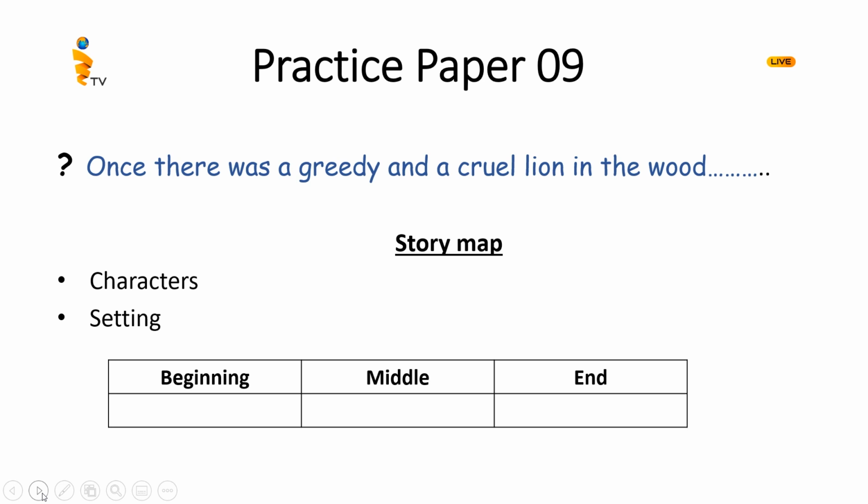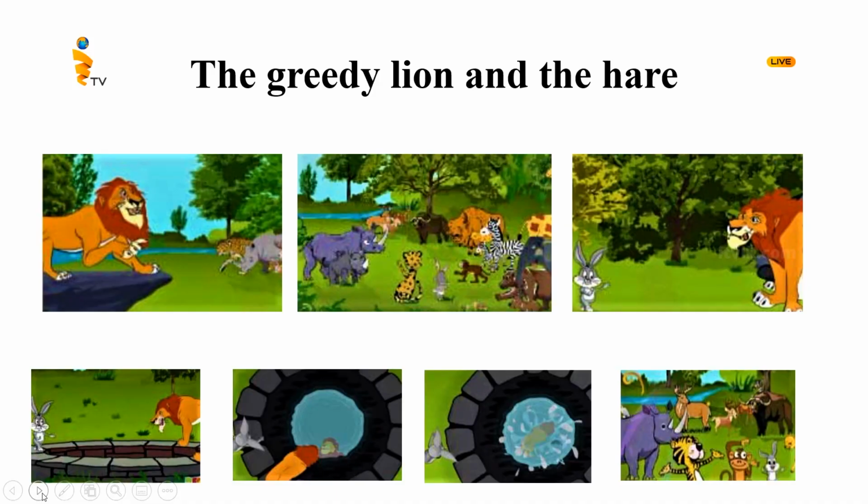So you can give a good beginning to the story, and in the middle you can add the problem and the solutions that were taken to solve the problems by the characters, and then the ending may be a happy one or a sad one. So, let us try to build up the story with the picture clues. So, the name of my story is The Greedy Lion and the Hare. Now, look at the pictures, and these pictures will help you to build up the story.